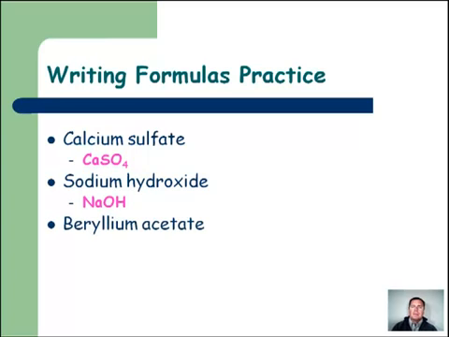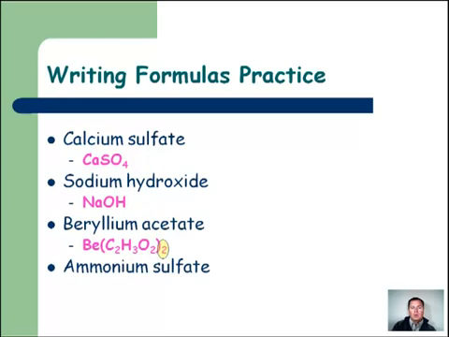Okay, beryllium acetate. Beryllium has a +2 charge, I believe, and acetate has a -1, so when we bring the 2 down from beryllium, we've got to put it outside the parentheses. So we have 2 acetates, not 22 oxygen. So hopefully you did not forget it.